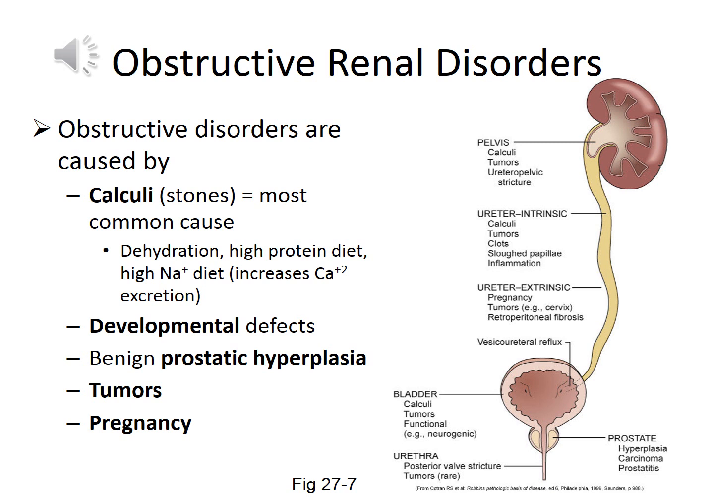We can also see it with developmental defects. Again, I mentioned prostatic hyperplasia in men. Tumors anywhere downstream from the kidney itself can cause that. And pregnancy. So the gravid uterus, in other words, the fetus itself, is putting pressure on the ureters and bladder, causing pressure to build up into the kidney itself.